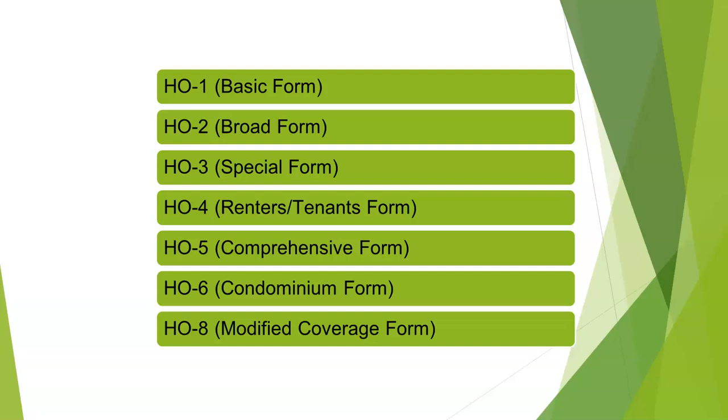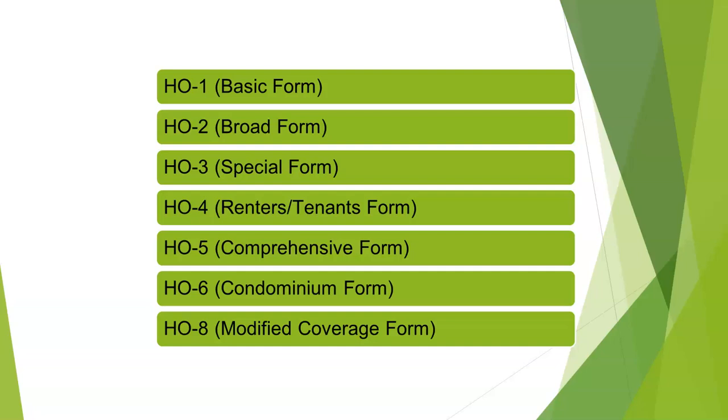So to go over the coverages here, you have an HO1, which is a basic form, an HO2, which is a broad form, and an HO3, which is a special form. HO1, HO2, and HO3 are traditional homeowners policies. HO4 is your renter's form, the one we were talking about.